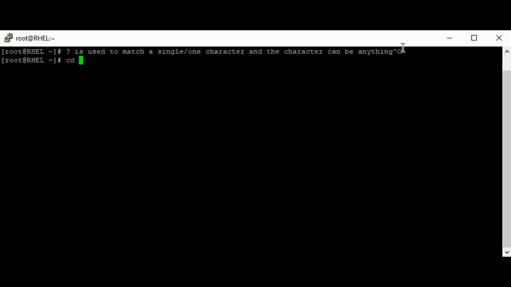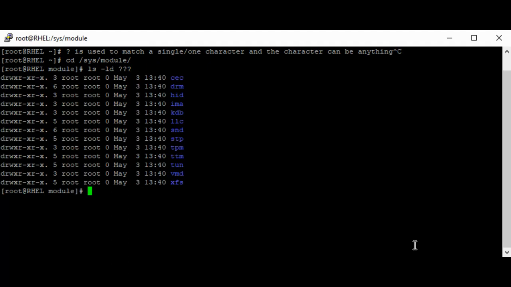In the sys module directory, for example, to list all the directories that have three characters, use the command ls -ld, followed by three question marks, that's one, two, three, because the question mark is used to match a single character. So you can see all the directories that have just three characters.